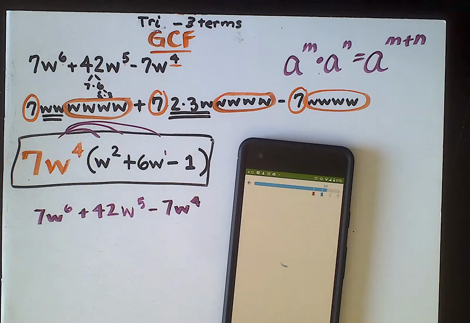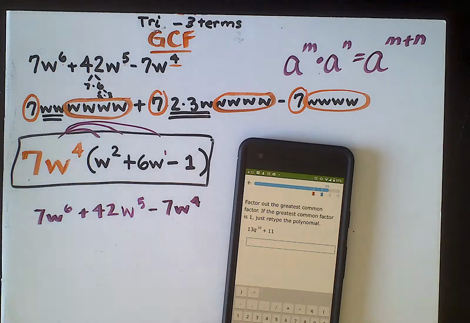Gosh, that's taking a while. Okay, now I'm at an 86, so it looks like it might be getting a little bit more difficult.